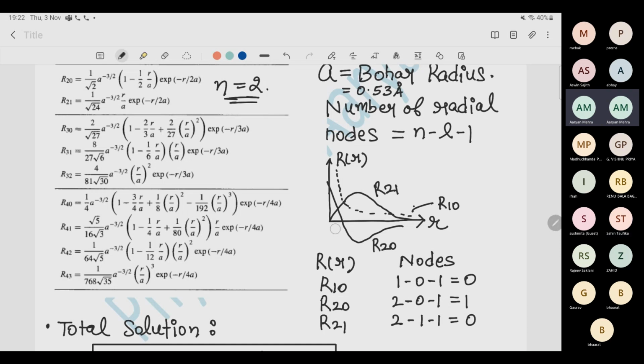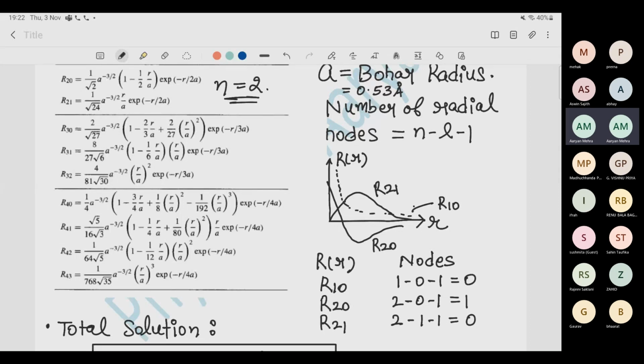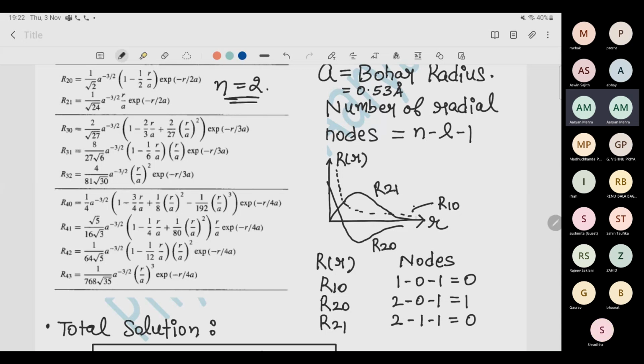If there is no node, L equals 1. Okay, because it's clearly written: if there is no node, then it means L equals 1 if n is 2. If you see the graphs also, it quite matches with that, because R10, if you see the plot, there is no node in that.